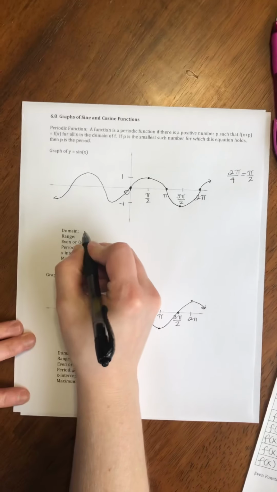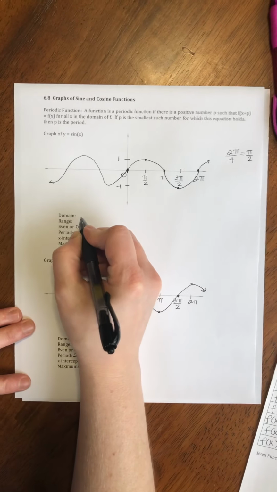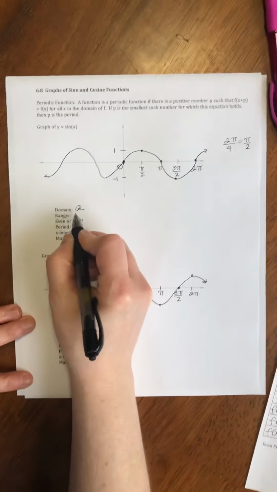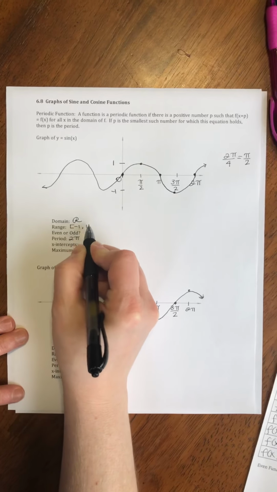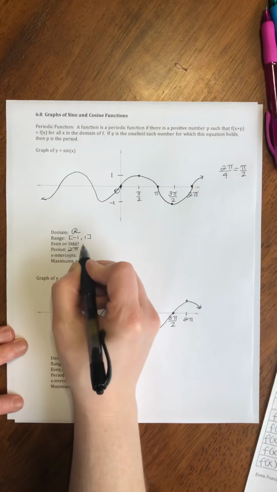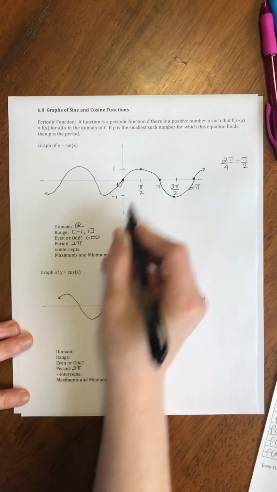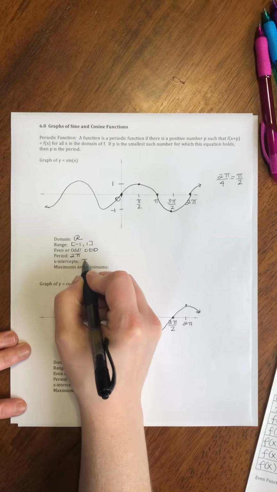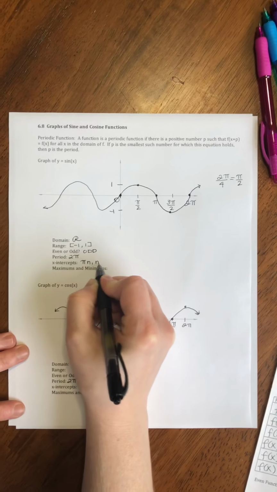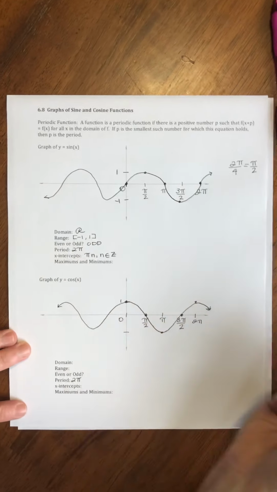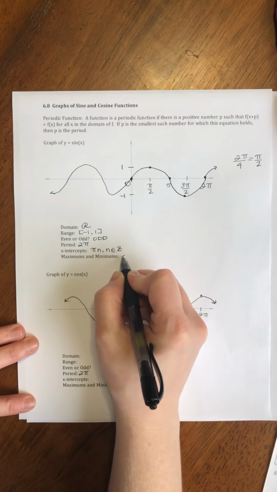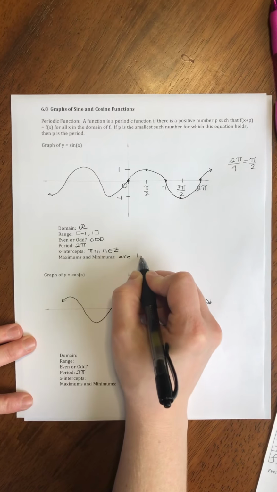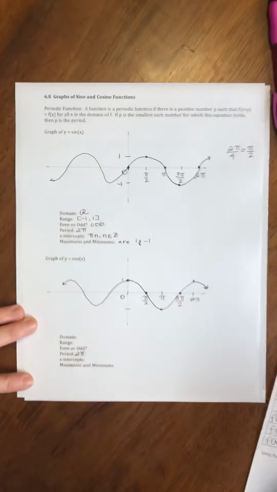So the domain for sine is all real numbers. The range, -1 to 1. The sine function is odd because it's symmetric to the origin. The x-intercepts are all the multiples of pi. And the maximums and minimums are 1 and -1.